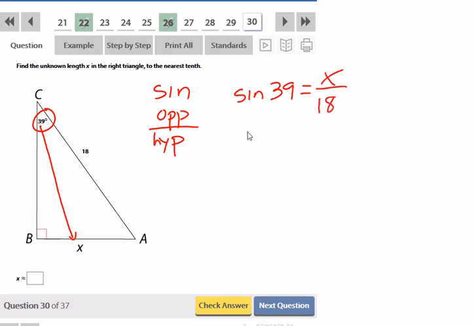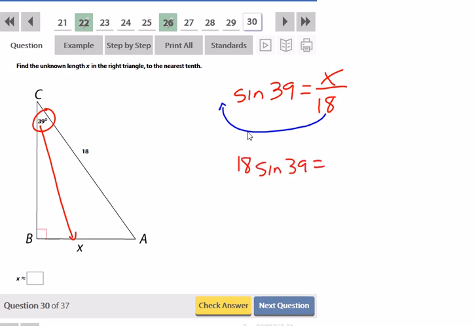So for the first time in this set of examples, the unknown that I'm looking for is in the top of the fraction. So what I'll do here is I'll get the 18 and I'll move it to the front. That's the trick. So 18 sine 39 is equal to x. I would put that into the calculator. 18 times sine of 39, and that gives me 11.3 to the nearest tenth. Yeah, it's 11.3.